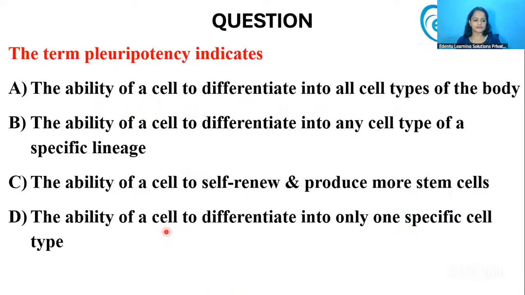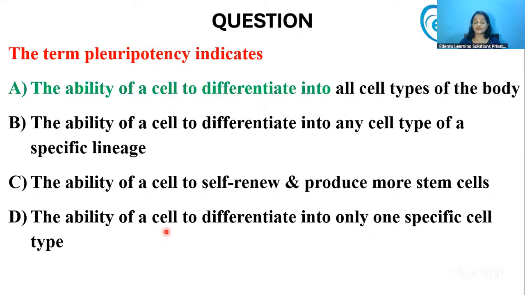Now, next question. The term pluripotency indicates: what do you mean by pluripotency? Is it the ability of a cell to differentiate into all cell types of the body, or the ability of a cell to differentiate into any cell type of a specific lineage, or the ability of a cell to self-renew and produce more stem cells, or the ability of a cell to differentiate into only one specific cell type?